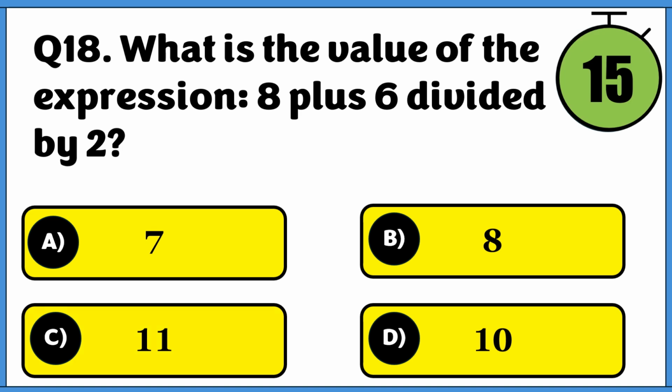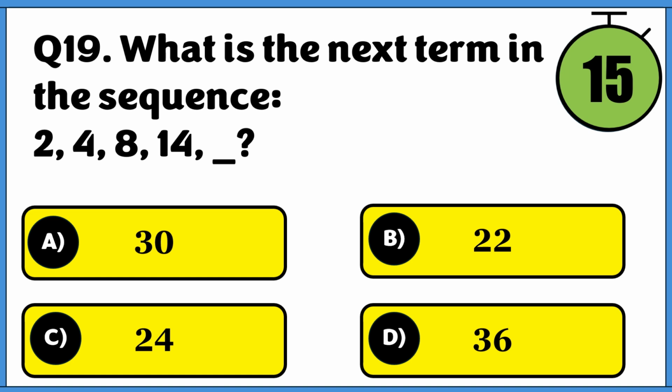The correct answer is C, 11. According to the order of operations, divide 6 by 2 first, which equals 3. Then add 8 to get 11. Question 19. What is the next term in the sequence? 2, 4, 8, 14? Is it A, 30, B, 22, C, 32, or D, 36?